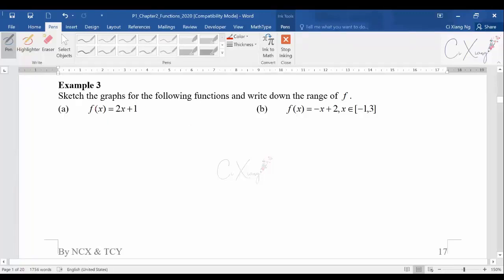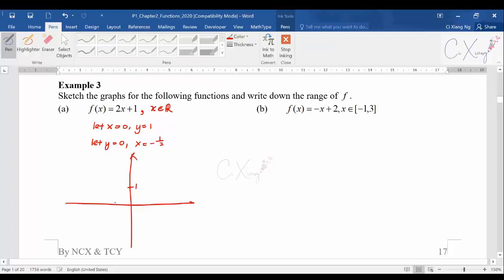For part A, you didn't see any domain given at the end, right? Usually when there's no domain given at the end of the function, it is understood that x is any real number. When they didn't write it, we will assume that x is from negative to positive infinity. To sketch 2x plus 1, you let x equal 0, so your y is equal to 1. And then you can also let y equal 0 and your x is equal to negative 1 over 2. Then you sketch your graph, 1 and negative half. Maybe 1 is here, maybe the negative half is here. When you sketch the graph, it will look something like this.